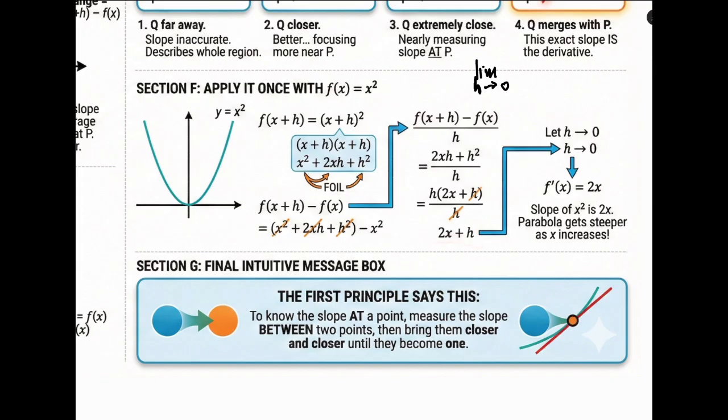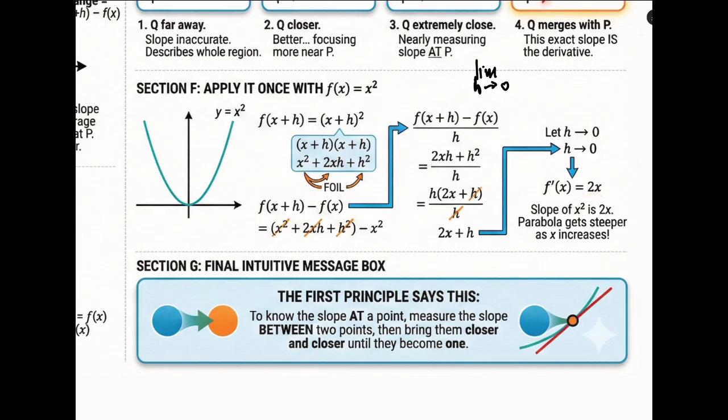That will leave us with 2x plus h. And then from this 2x plus h, we have the limit of h approaching 0. So we are going to assume that h is 0. Substitute h is 0 into this equation, and that will just leave you with 2x. So basically the derivative of x squared is 2x.